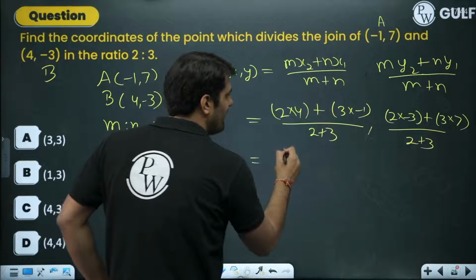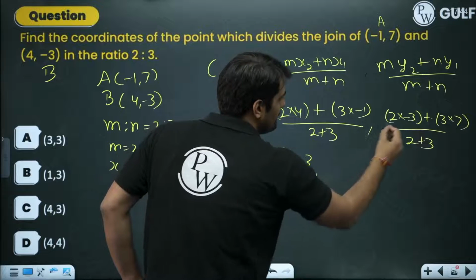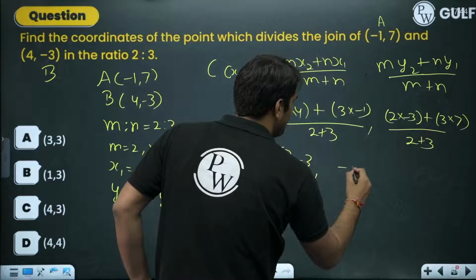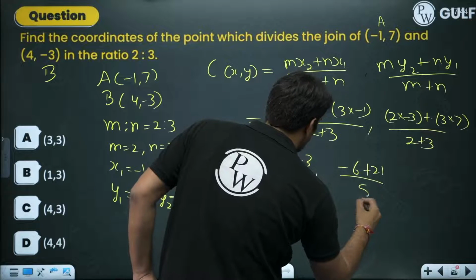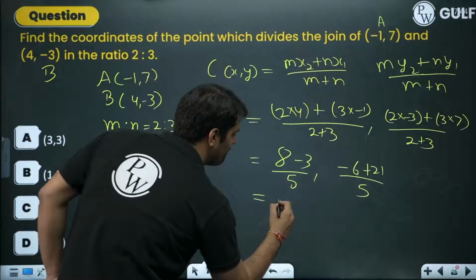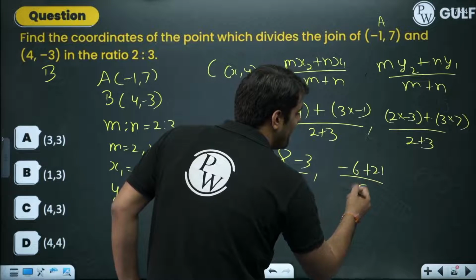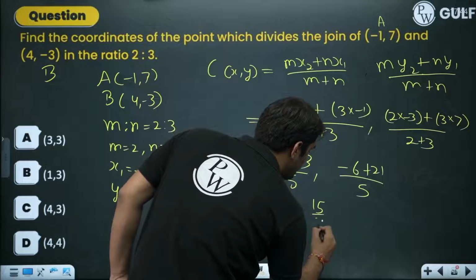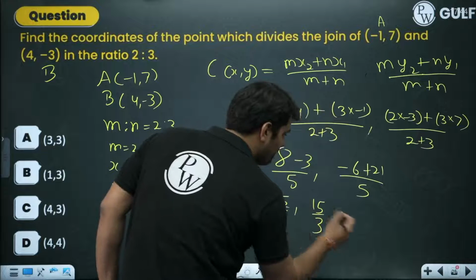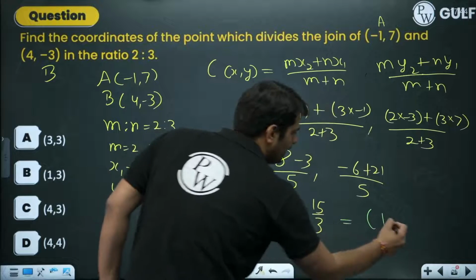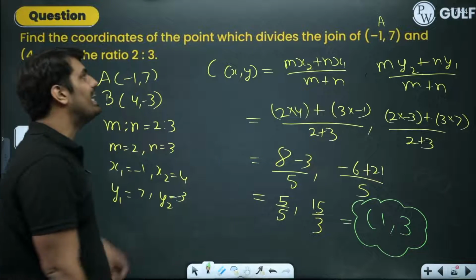2 into 4 is 8. 8 minus 3 upon 2 plus 3 is 5. This is 2 into minus 3, that is minus 6. Minus 6 plus 3 into 7, that is 21, upon 5. So we are having 8 minus 3, that is 5 by 5, and over here 21 minus 6, that means 15 by 5. The answer coming over here would be 5 divided by 5, that means 1 comma 3. So (1, 3) would be the point which divides AB in the ratio 2:3.